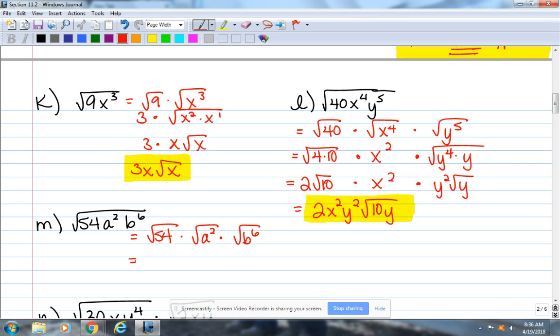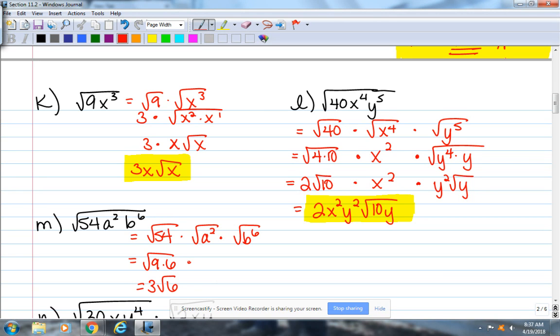9 is, isn't it? 9 times what equals 54? So radical 9 times 6. And what's the square root of 9? 3. So that is 3 radical 6. Is everybody good so far?